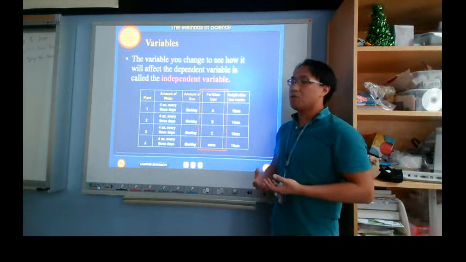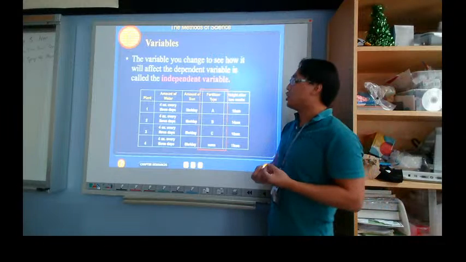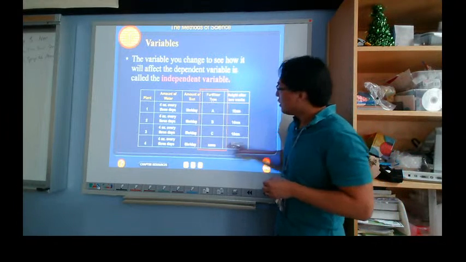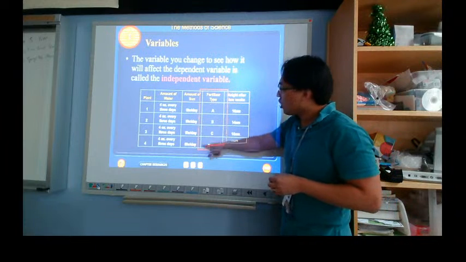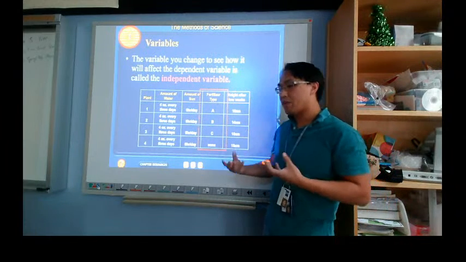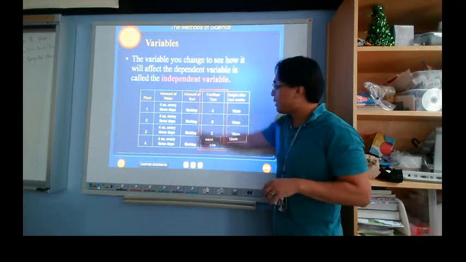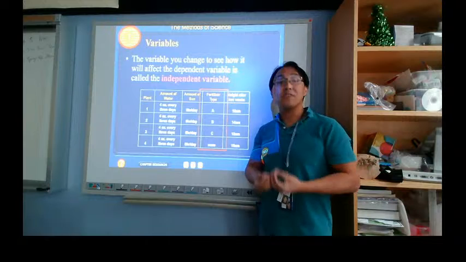Your independent variable is going to be the variable that we physically change, that we physically manipulate. So in this experiment, we're talking about fertilizers and whether or not different fertilizers work well. So we know that that is the independent variable because that is what we're physically changing.